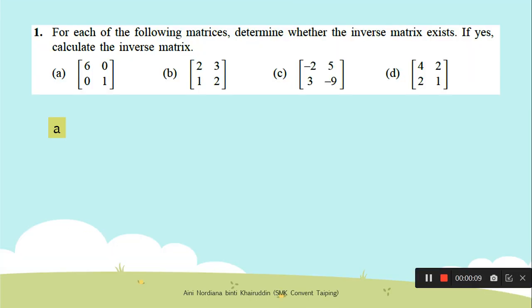So this is question number 1. For each of the following matrices, determine whether the inverse matrix exists. If yes, calculate the inverse matrix. In order to determine whether the inverse matrix exists or not, you have to calculate AD minus BC first. So this is the solution.